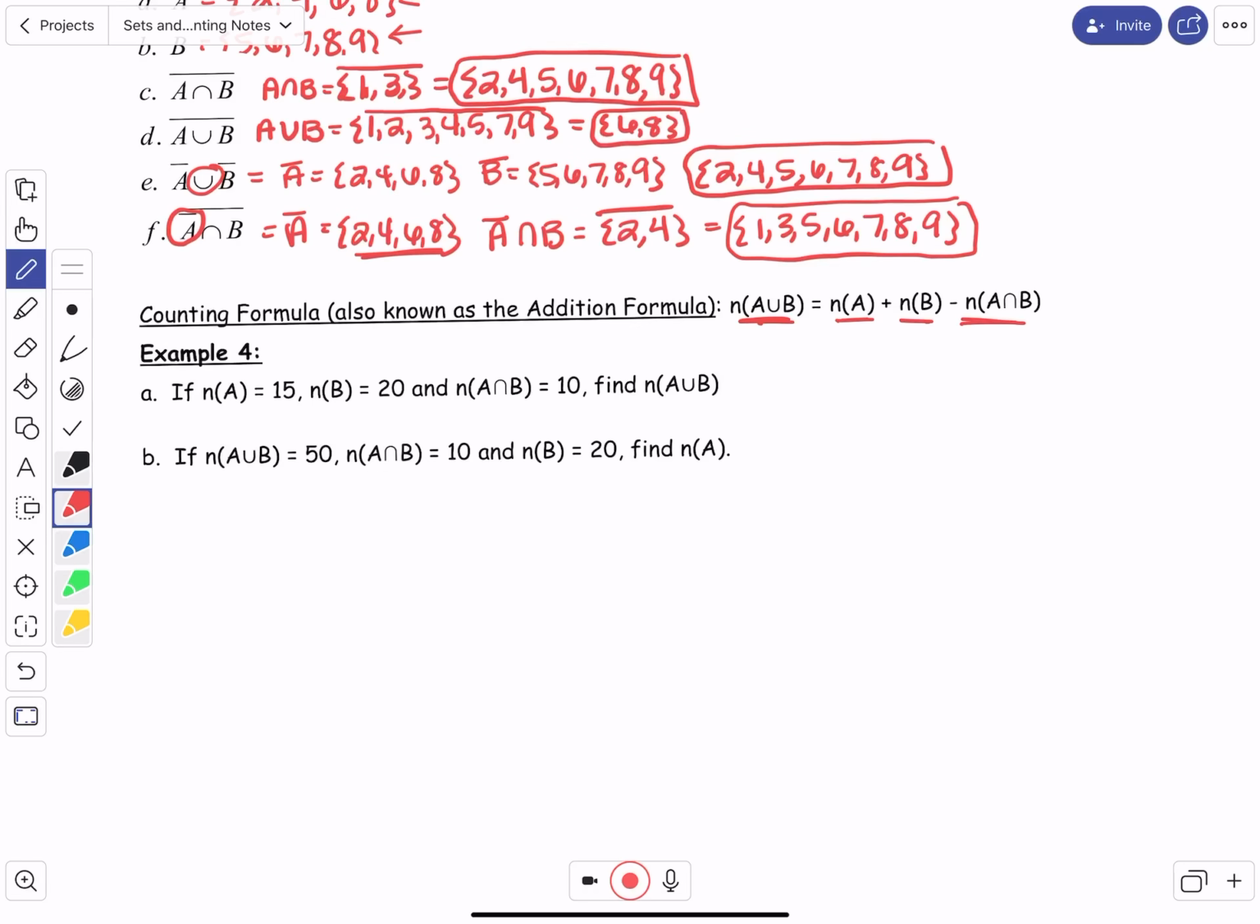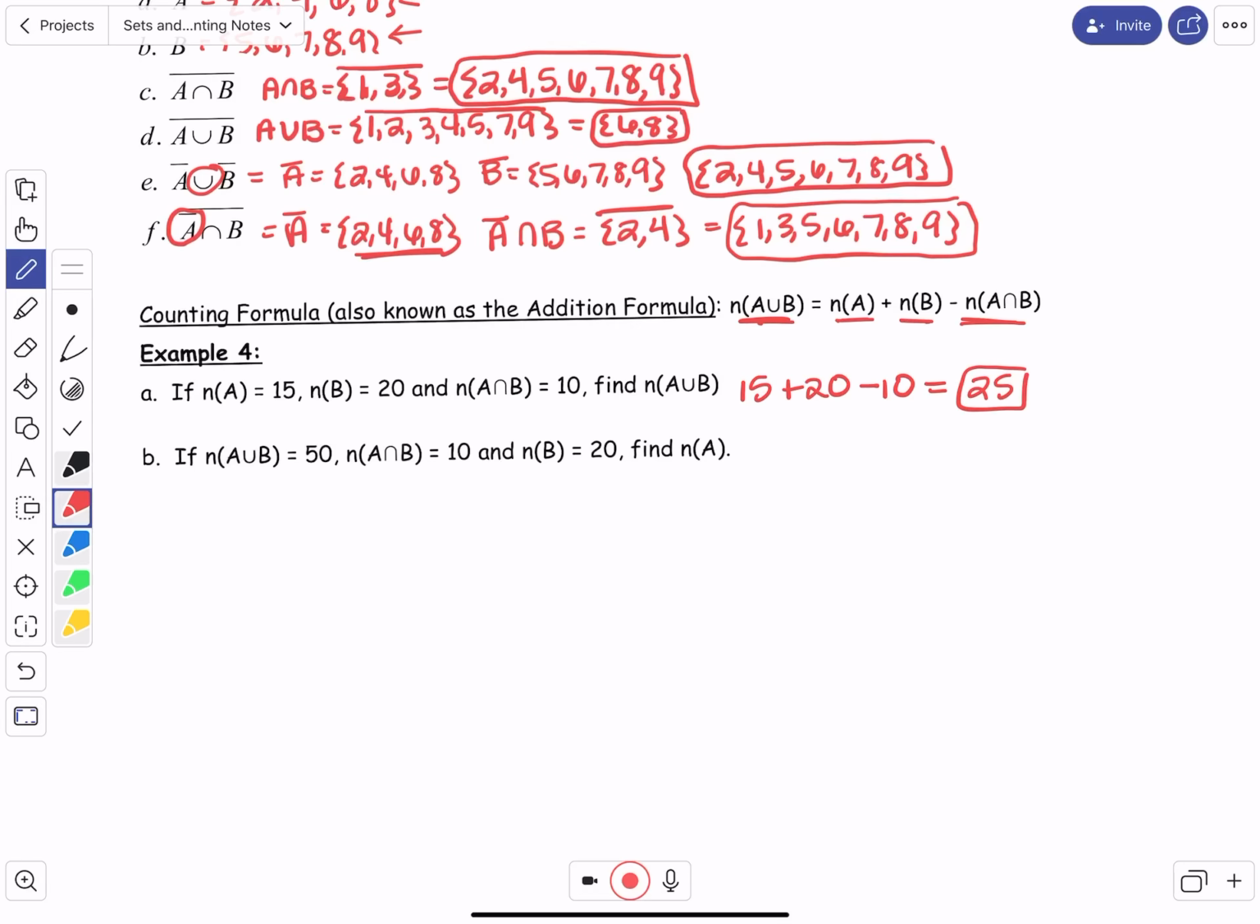So, for example, if you have 15 in set A and 20 in set B, and 10 are in both set A and set B, how many are in set A or B? So basically, we're just substituting in here. So we would do 15 plus 20 minus what they have in common, which is the 10. So 15 plus 20 is 35, minus 10 would be 25.